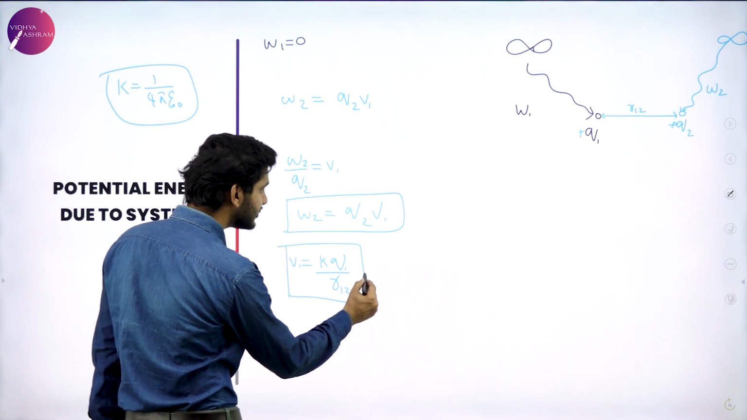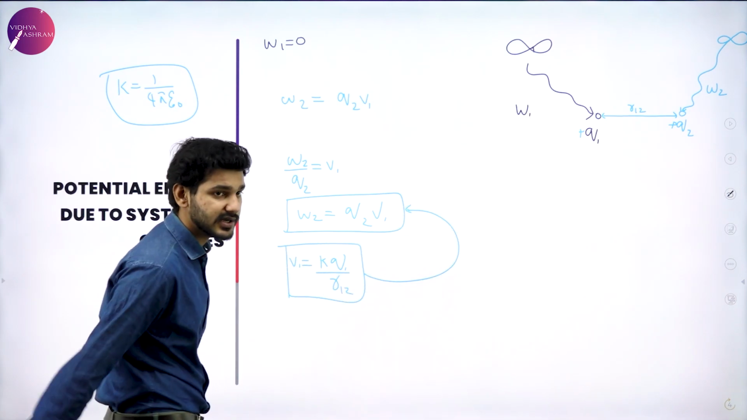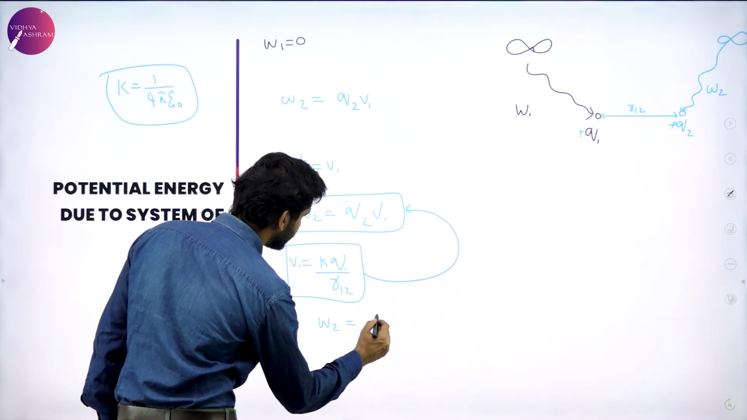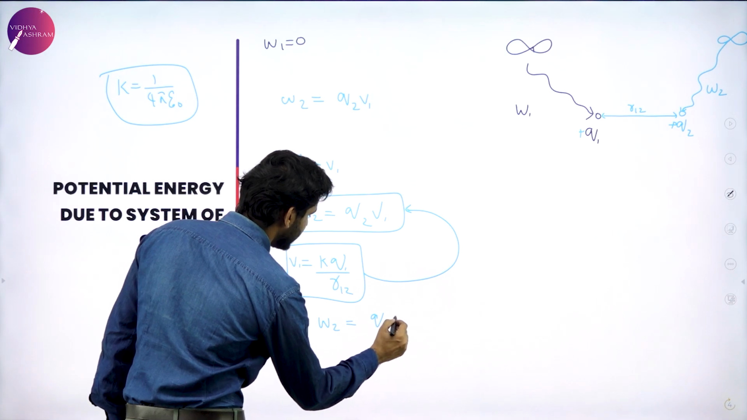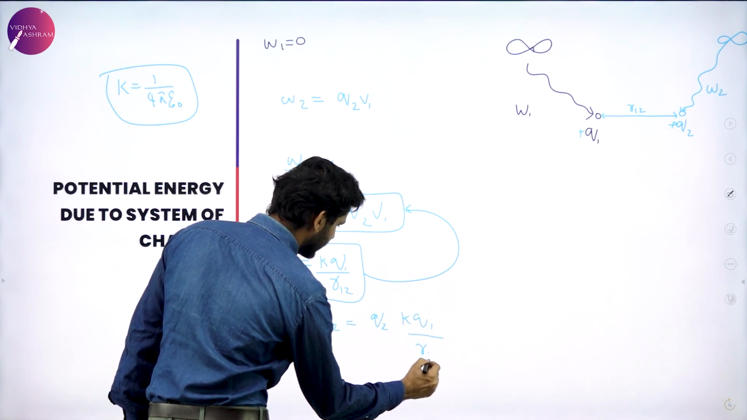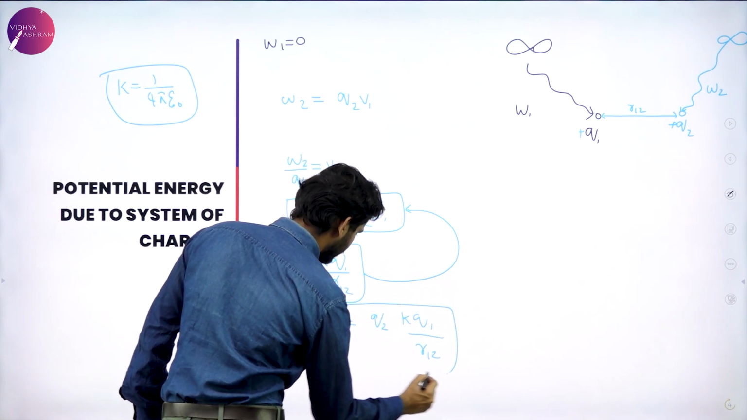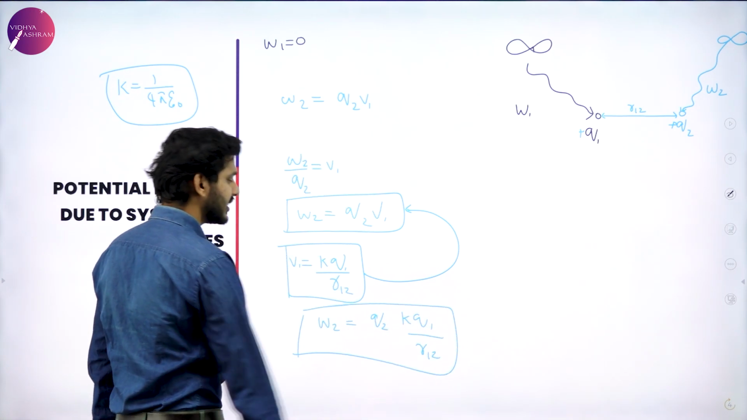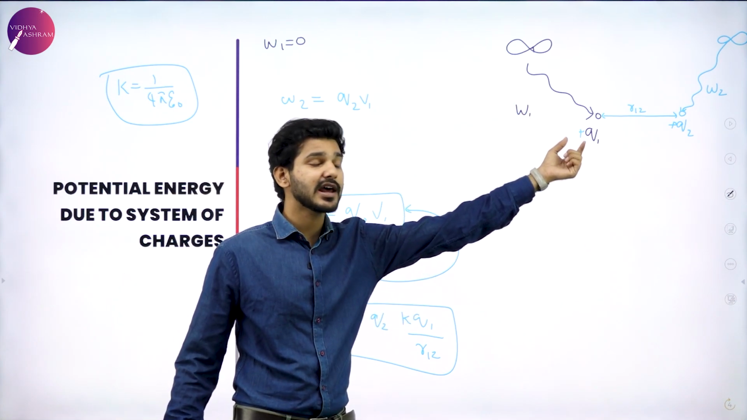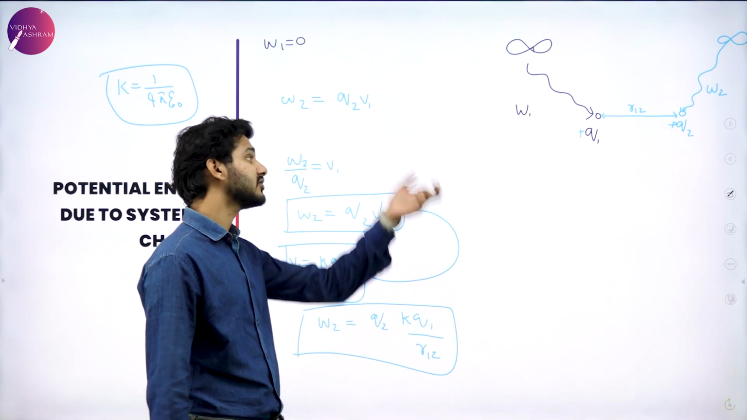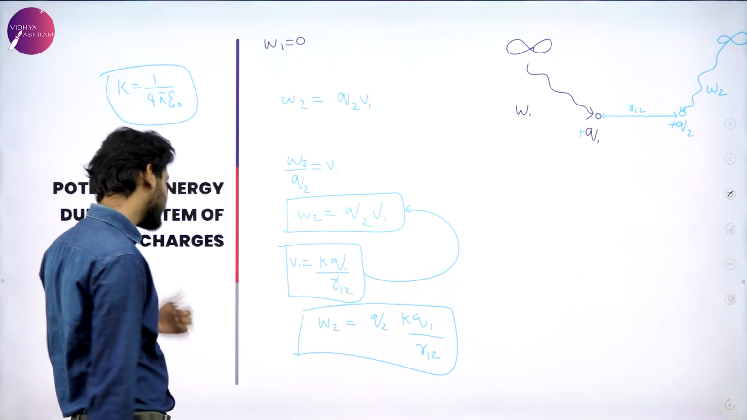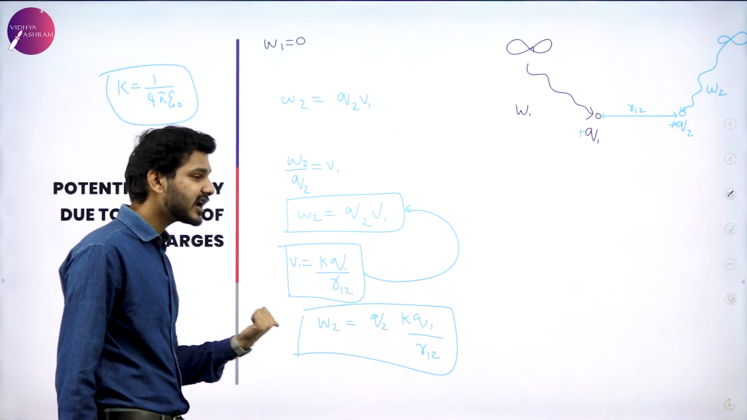We're going to substitute this equation into this equation, which means that I can write W2 is equal to Q2 into KQ1 divided by R12. So this is the work done in bringing that particular charge from infinity to that point where Q2 is now situated. Now why did I find this particular work? Because I was talking about potential energy. Then why did I find work?